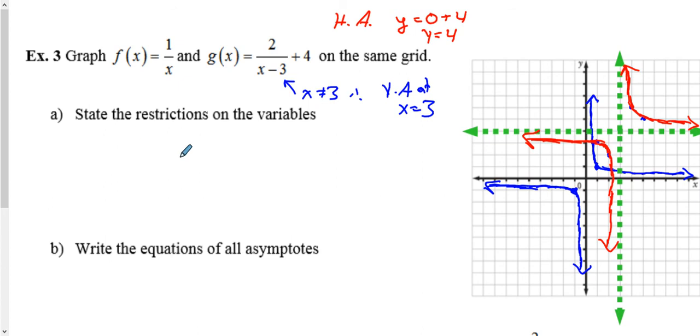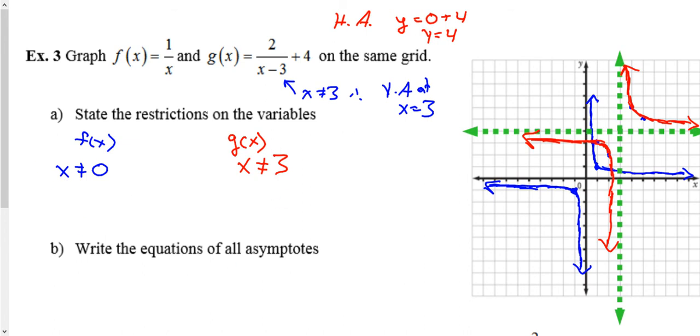So state some of the restrictions. So on our original f of x function, we have x cannot equal 0 because that's my denominator there that I'm dealing with. On my g of x, again, we have x cannot equal positive 3 there, because we would end up with a 0 in our denominator there.